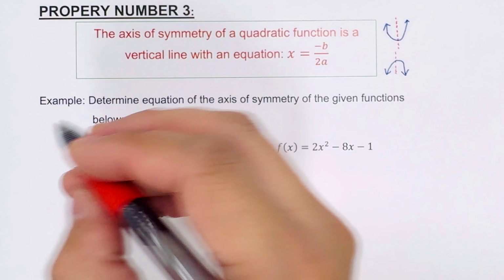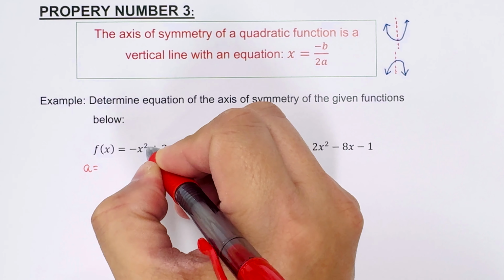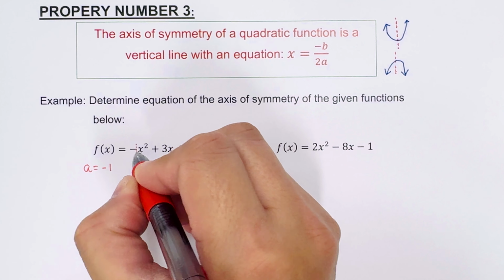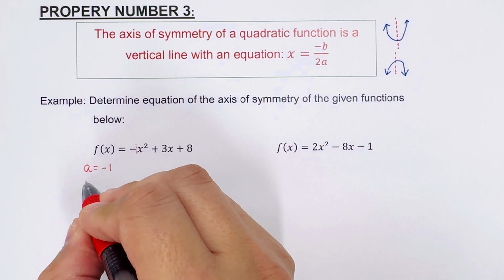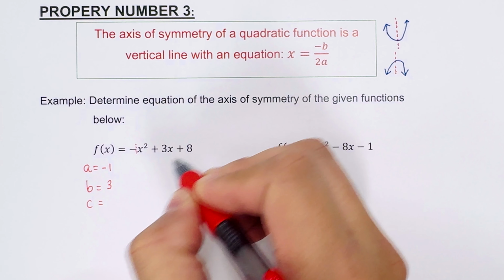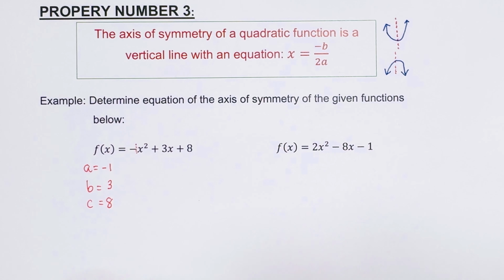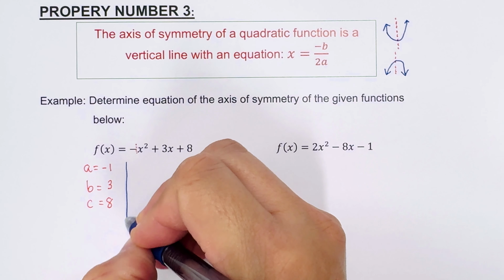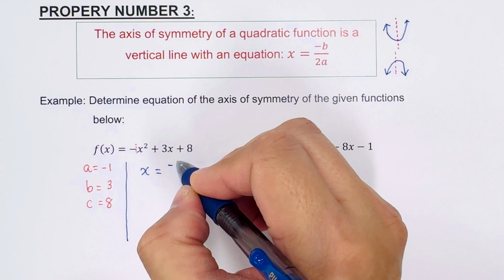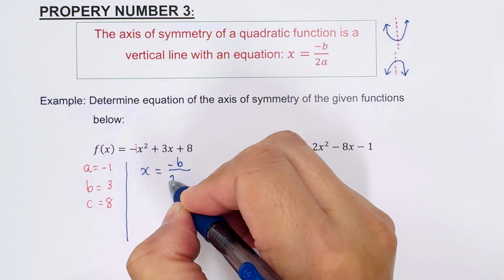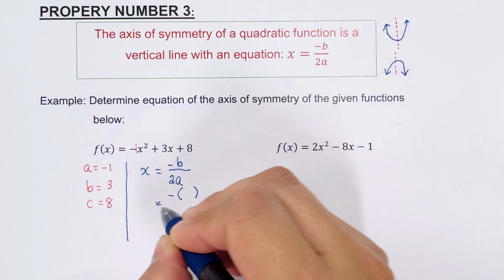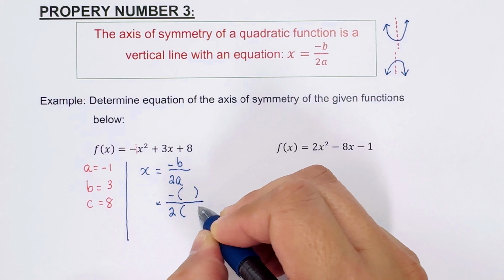So first, we need to write down the a, b, and c. So our a here is -1. Others are wondering, where did you get the -1 from? There is an invisible 1 before the x squared. Our b here is +3. And our c is 8. We need to solve for the axis of symmetry. The equation is x equals -b over 2a. So let's put in the values. Put the value of b there, over 2 times the value of a.